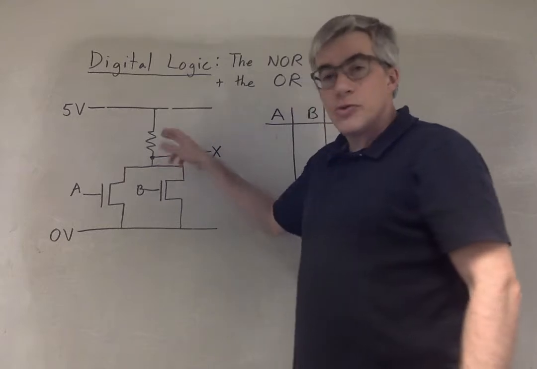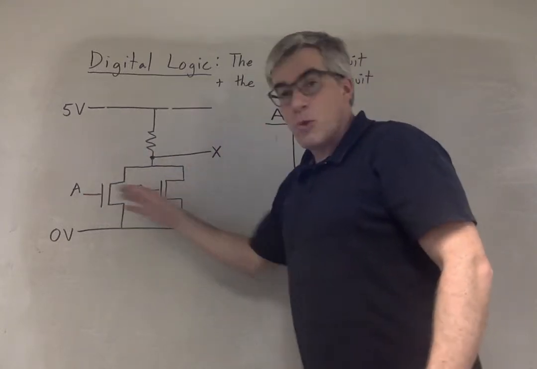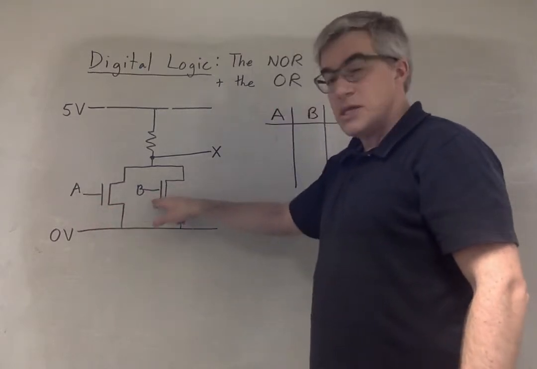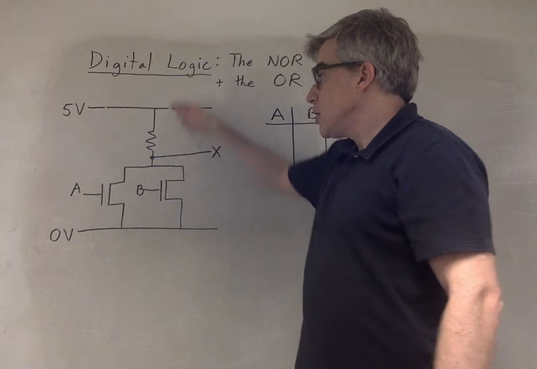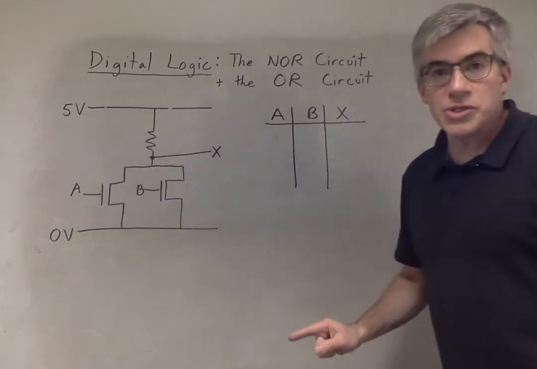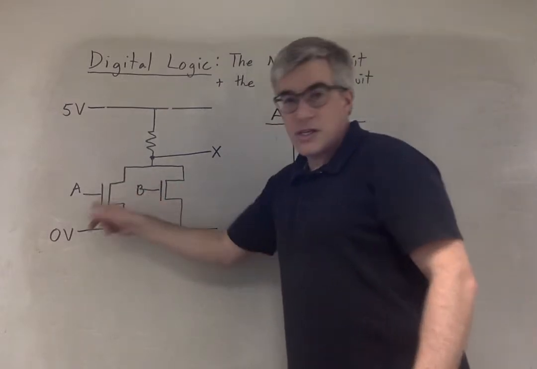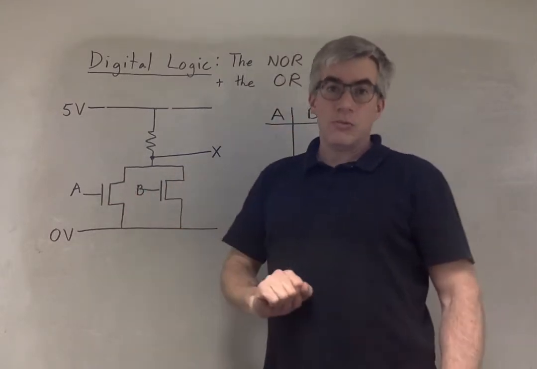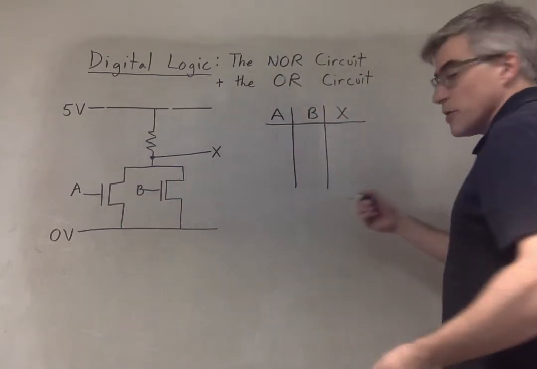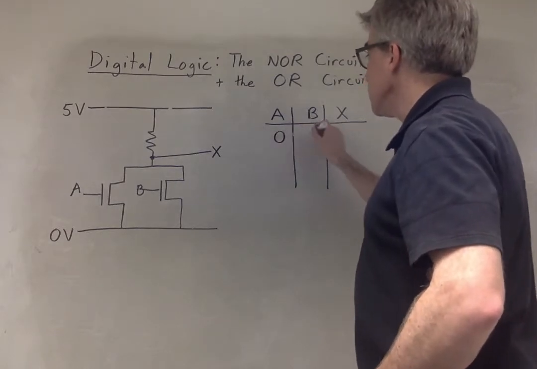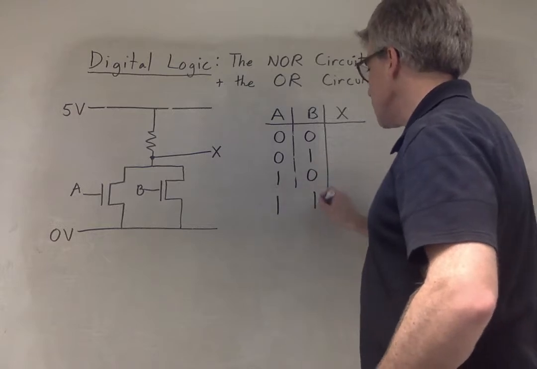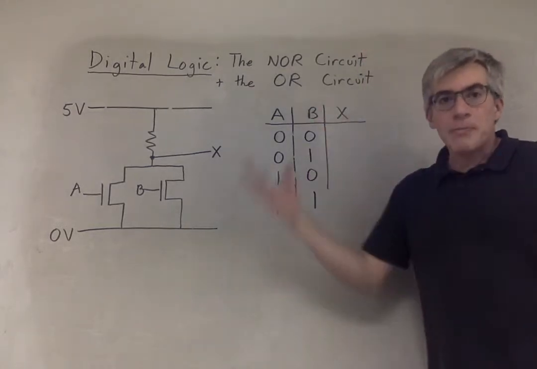Now, will current flow through the resistor? It will if either one of these runs, or both. So if A is closed or B is closed so that current can flow, you will get current through there. And that means you have connected X to 0 volts. So if either one of these is a 1, X will be 0. And if both of them are 1s, X will be 0. So the four possibilities again are 0 0, 0 1, 1 0, 1 1. Those are all the possible inputs.